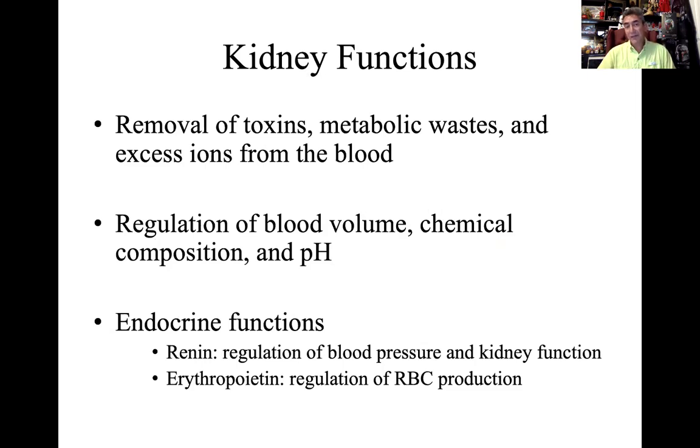They also have an important endocrine role, right? We talked about erythropoietin way back in the blood chapter. The kidneys are the organs responsible for the release of the hormone EPO, erythropoietin, which will stimulate production of red blood cells. Renin is going to be another hormone released by the kidneys to help the regulation of blood pressure and the kidney function itself.